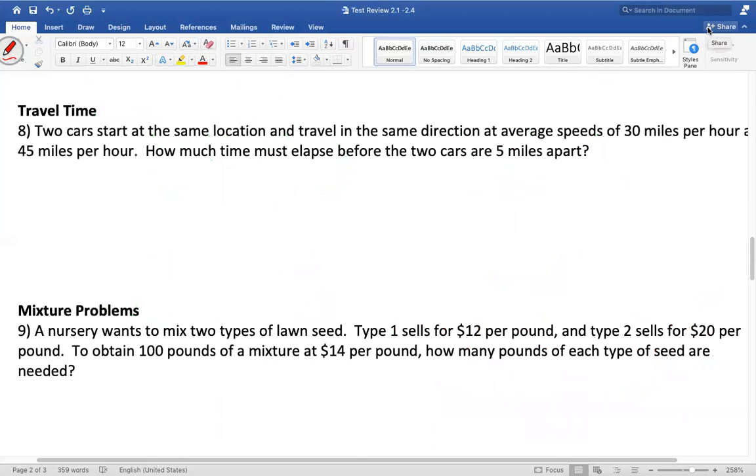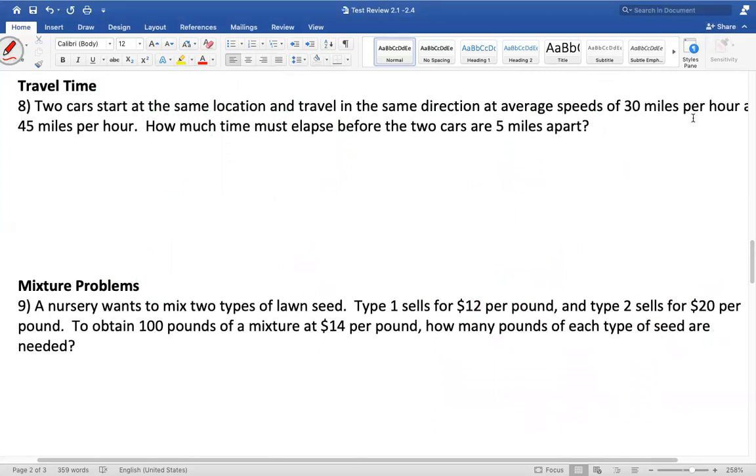Now, two cars start at the same time, or the same location, and travel in the same direction at a speed of 30 miles per hour and 45 miles per hour. How much time must elapse before the two cars are 5 miles apart?